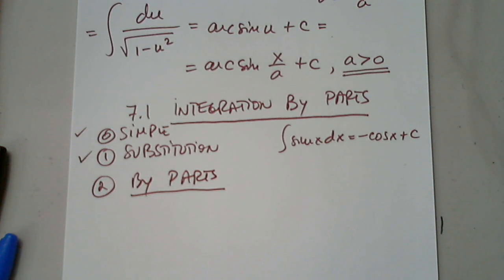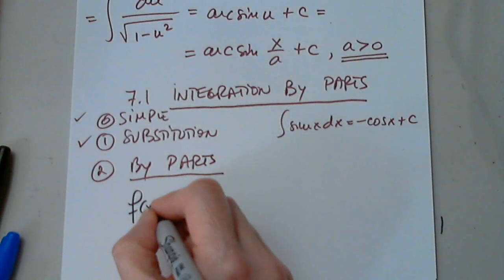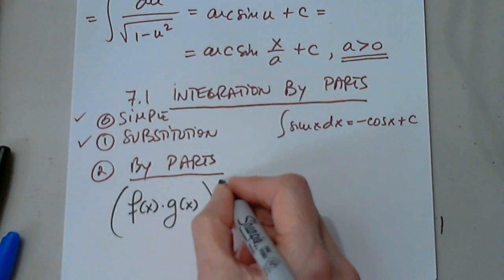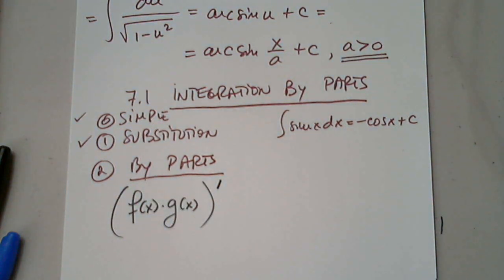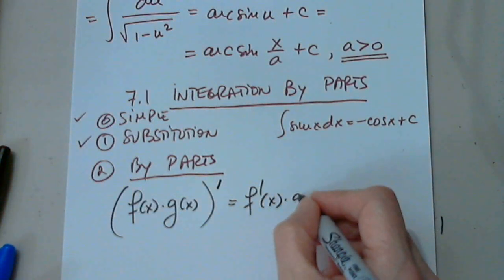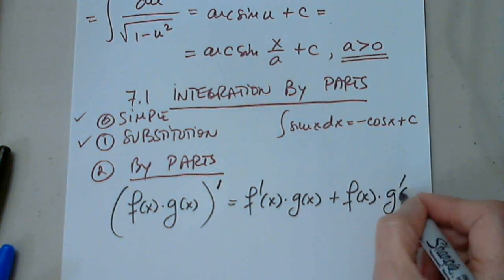I present this method slightly differently. It's up to you if you want to use this method or any other method that is legitimate, of course. So where does the integration by parts come from? It comes from differentiating a product. So the product rule states that this is f prime of x times g of x plus f of x times g prime of x.